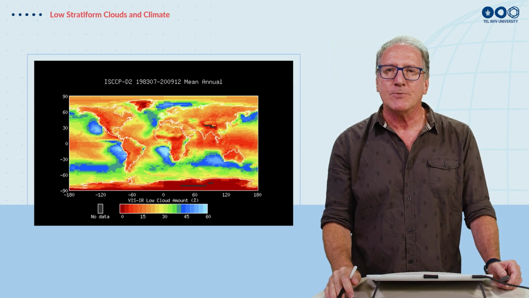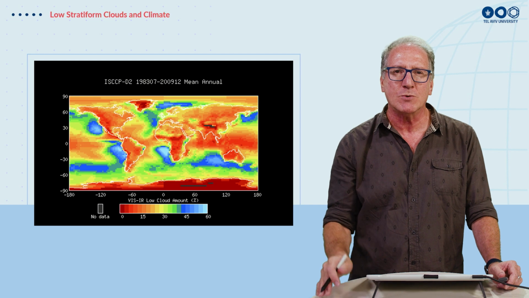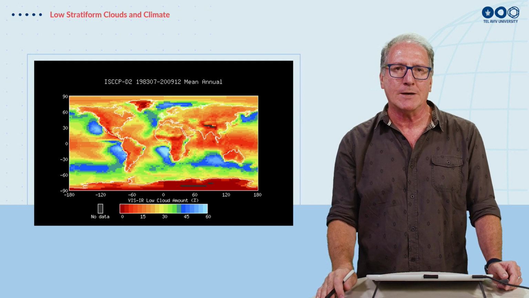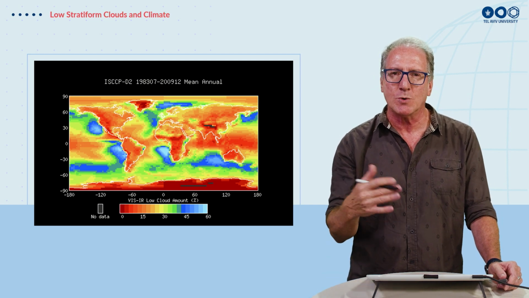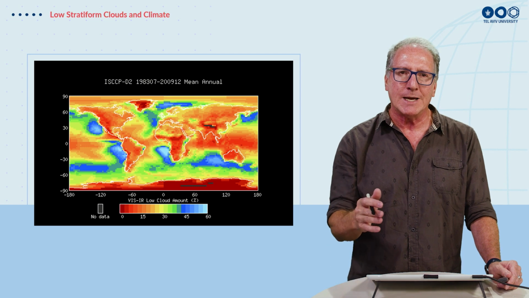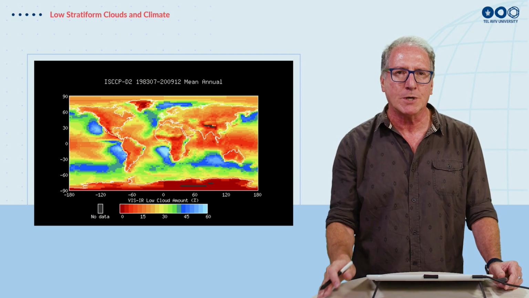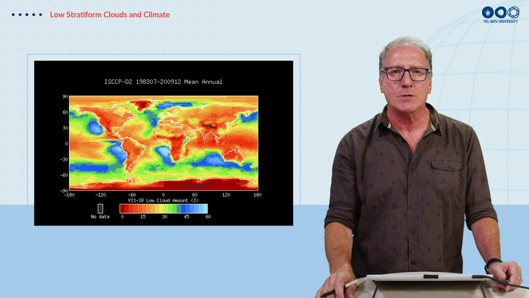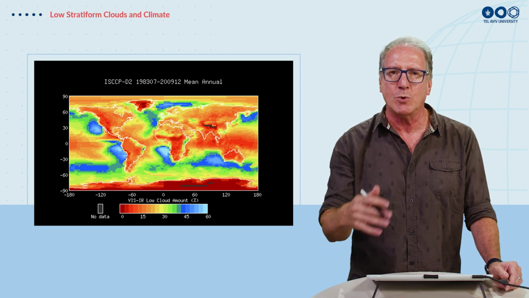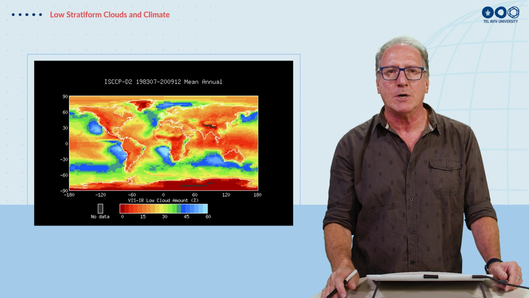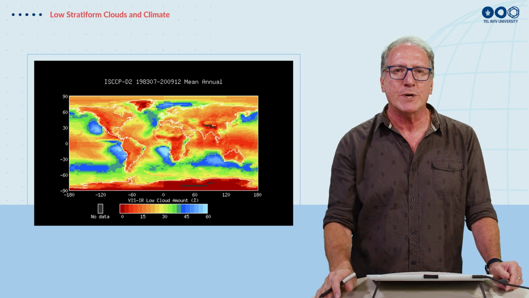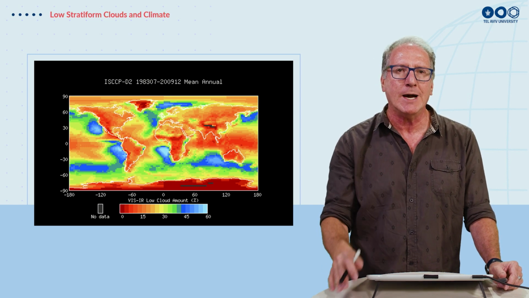Where are these clouds found on the planet, the low clouds? So here again, we see in the blue color where we have the highest frequency of occurrence of these low clouds, and we can see it's very different to where we saw the cirrus clouds. These clouds are mainly over the oceans and mainly over the cold ocean currents, like off the west coast of South America, Peru, Ecuador, off the California coast, off Namibia, off Western Australia, the Canary Islands.